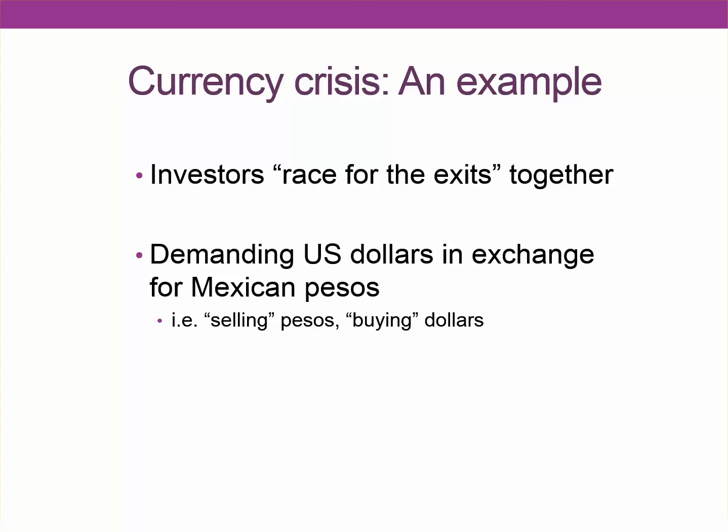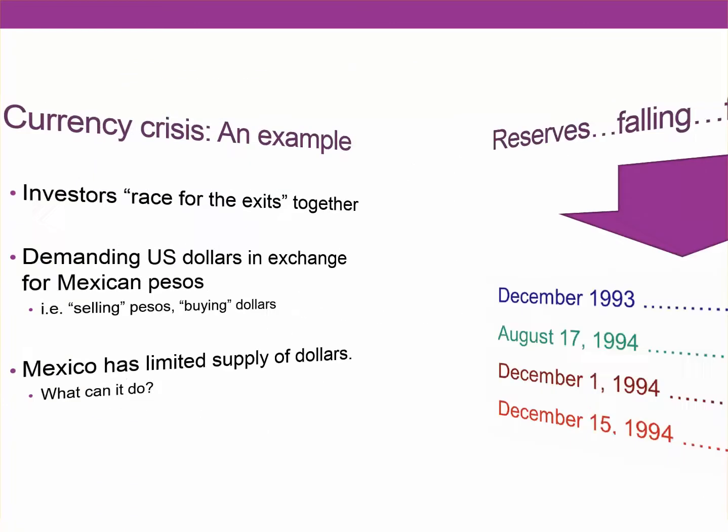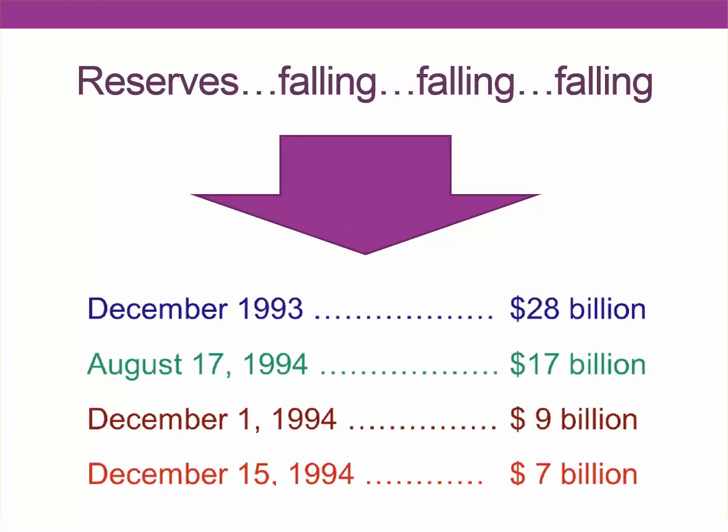Recall, because it's a fixed exchange rate, the government has promised to give individuals and investors and firms dollars in exchange for pesos at that exchange rate. So individuals and investors are selling pesos, they're buying dollars. Mexico, of course, has a limited supply of dollars. So what can it do? Their reserves are falling. They keep giving more and more of their dollars away to these investors that are pulling their money out of Mexico.